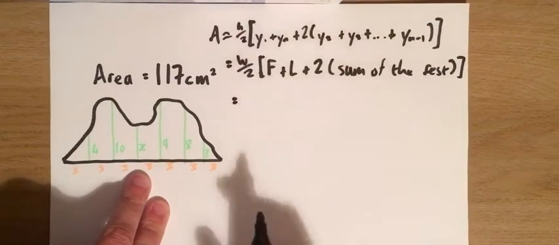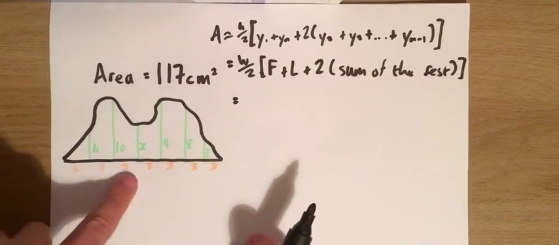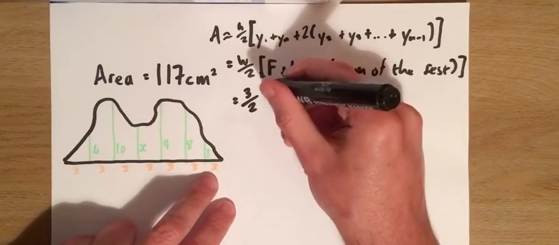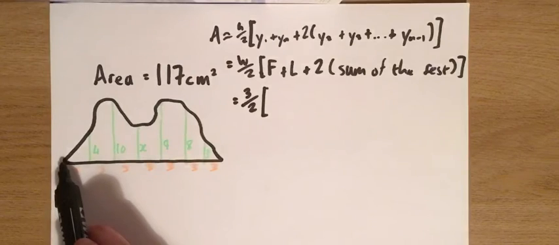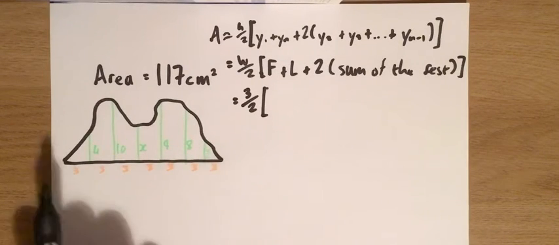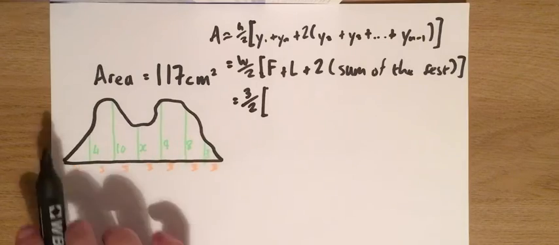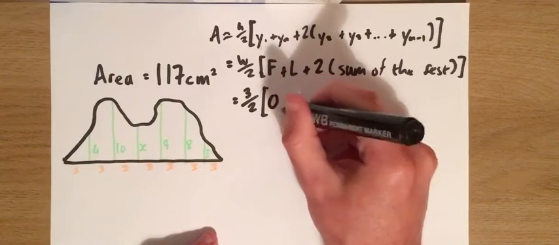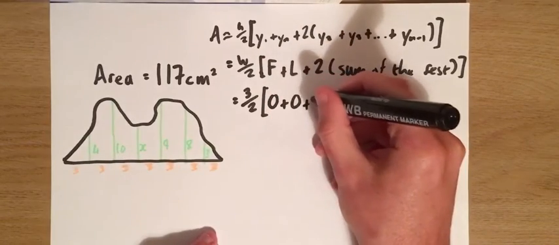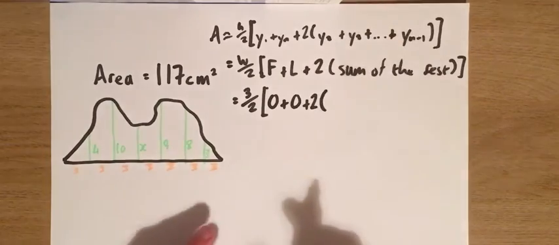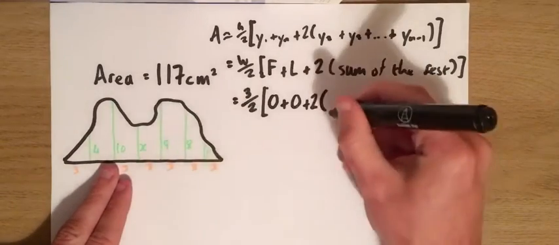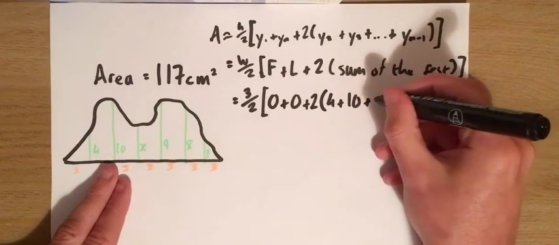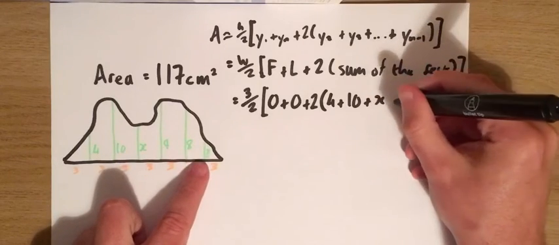Okay, so this is equal to, the width of a strip is 3 in this question. So it's 3 over 2. This one starts in a point and ends in a point. So there's no right angle at the start or end. There's no height at the start or end. So it's going to be 0 and 0. Plus 2 times the sum of the rest. Okay, so 4 plus 10 plus x are unknown, plus 9 plus 8 plus 3.